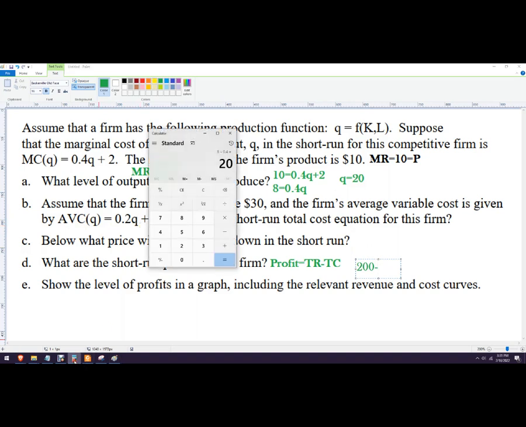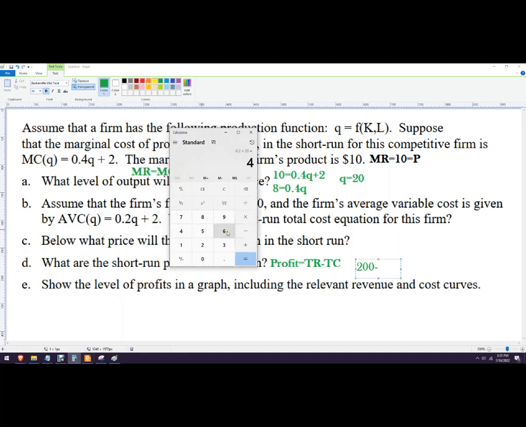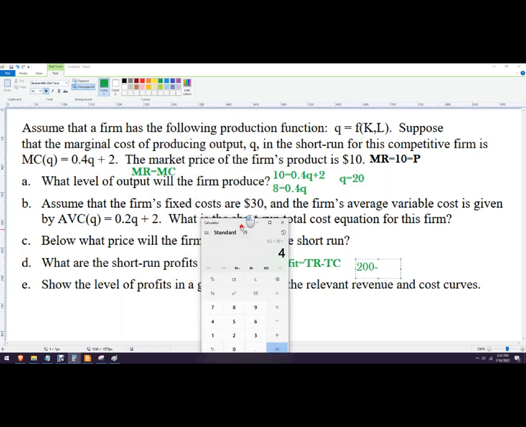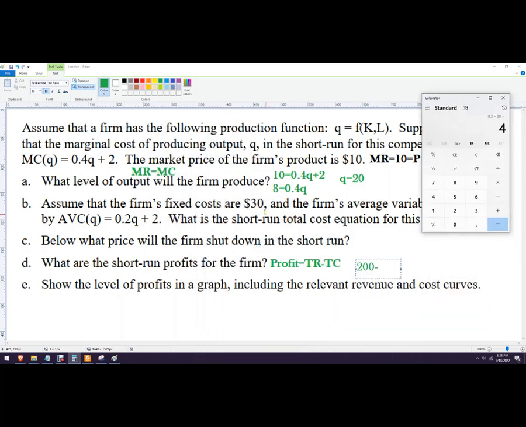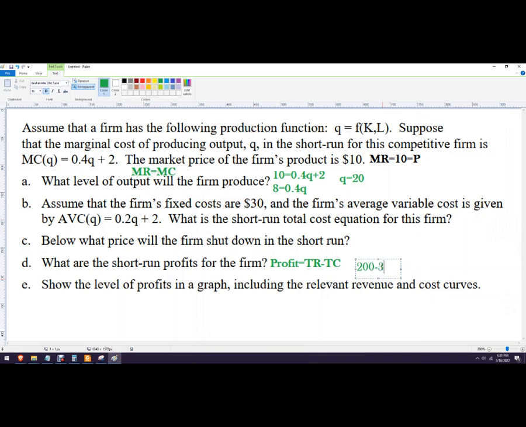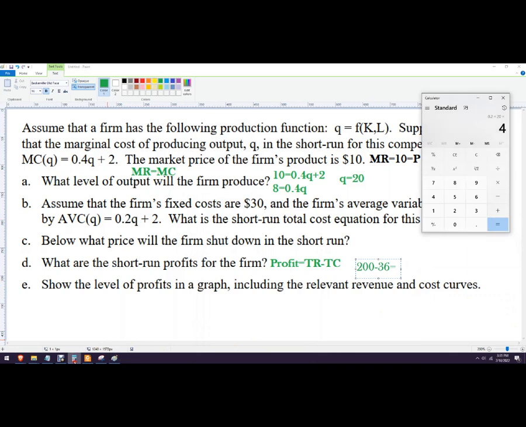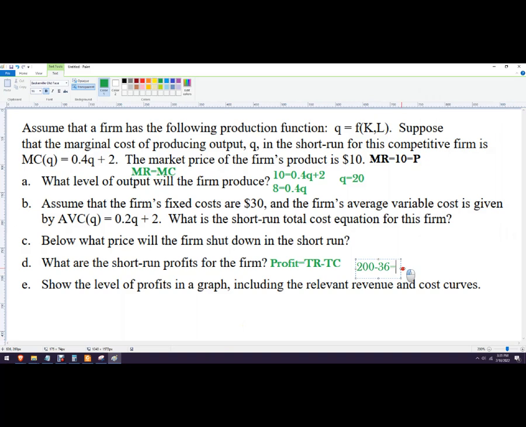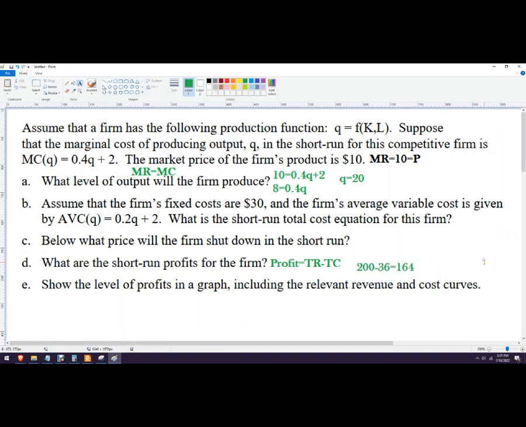So 20 times 0.2 is 4. And then add that to 2, so that'll be 6. So 6 is the variable cost of producing that, plus 30. So 36 would be the total cost. So that'll be 200 minus 36 is 164. And that is the total short run profit. All right, now we know that the firm's fixed costs are 30.